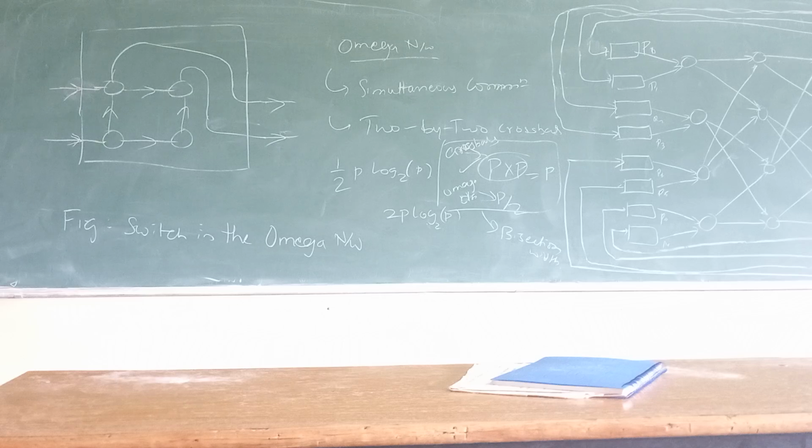But in the omega network, the simultaneous communication cannot occur. Omega networks are also called 2 by 2 crossbars.